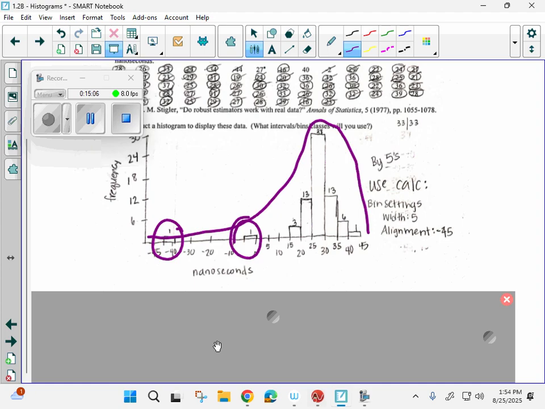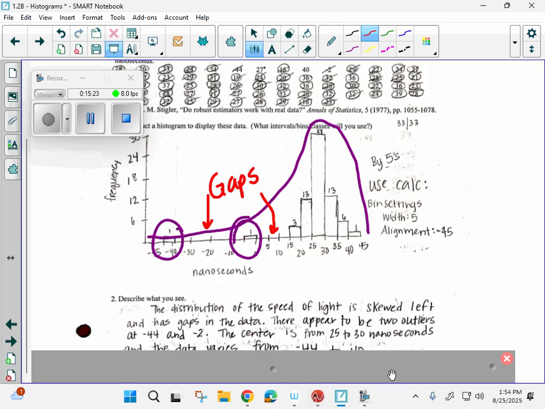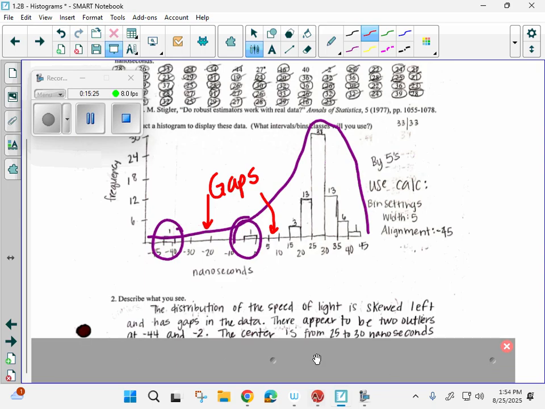Another interesting thing we have not talked about is there are gaps in the data, okay? There's gaps in the data, meaning no data between some of the data points, okay? Just another word that you might be interested in, all right? There appear to be two outliers at -44 and -2.